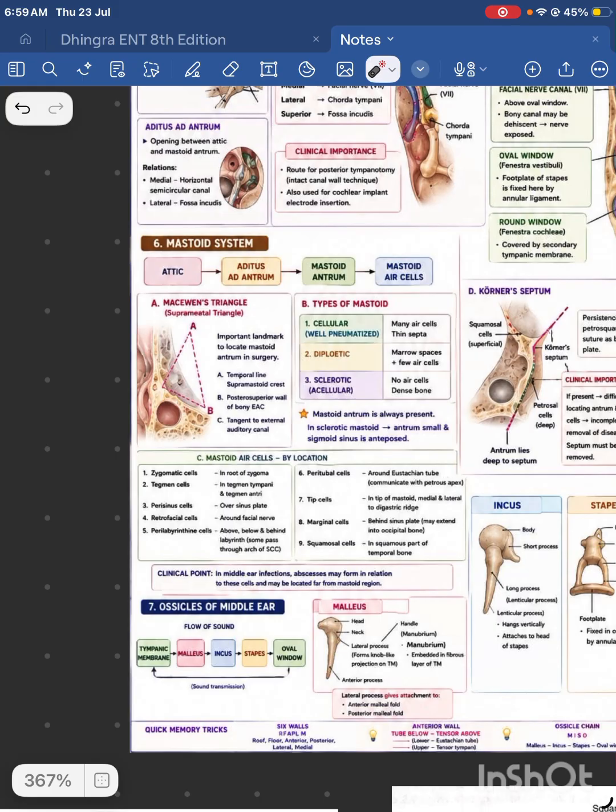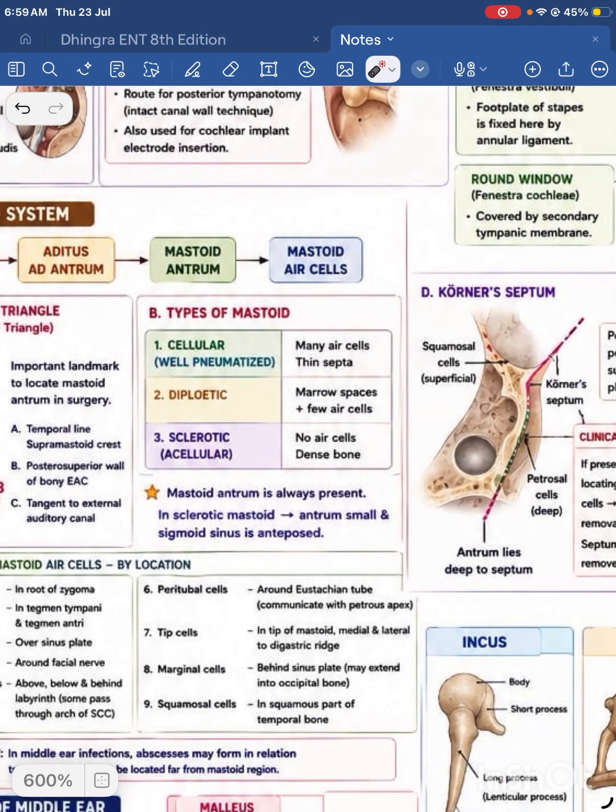The surgeon identifies it like this. We have some types of mastoid: cellular, diploic, and sclerotic. Cellular is basically well pneumatized. It will have many air cells with thin septa. Diploic basically has narrow spaces and few air cells. Sclerotic is acellular, it has no air cells. It has dense bone. That is the thing.